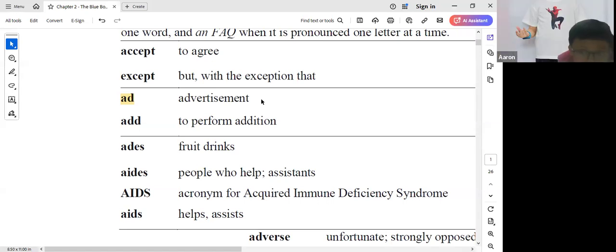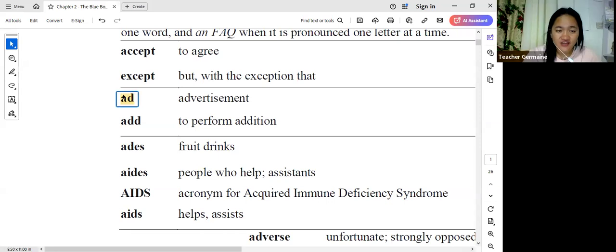Yes. Okay. So, Aaron, how do you read the first word? It is add. How about the second one? It is still add. Okay. What have you noticed, everybody? The first one is add. The second one is also add.